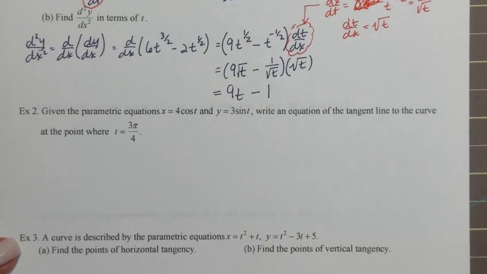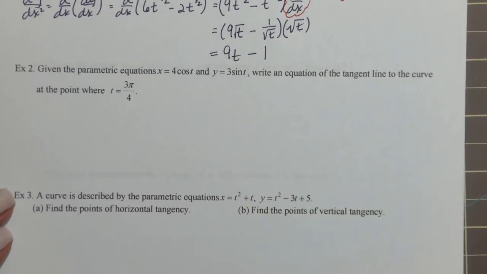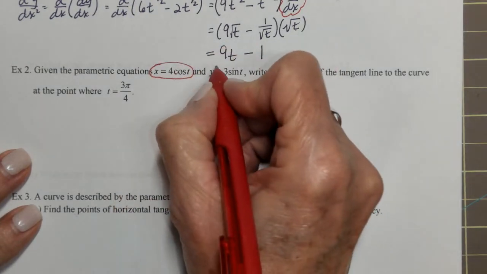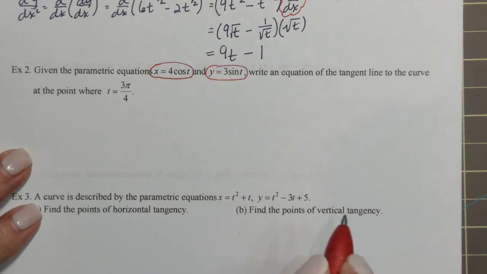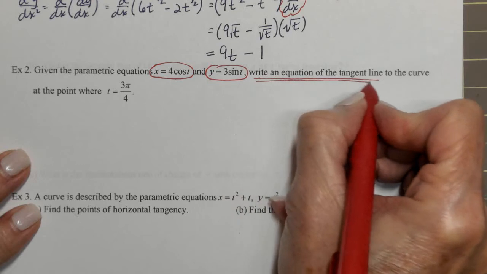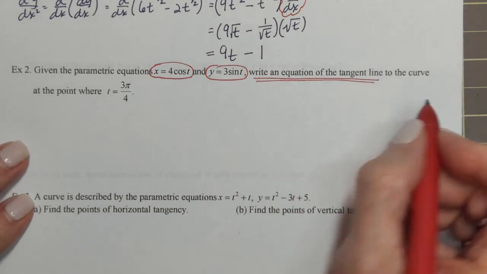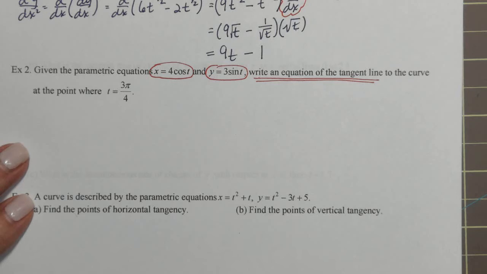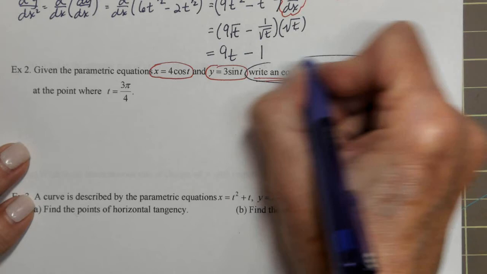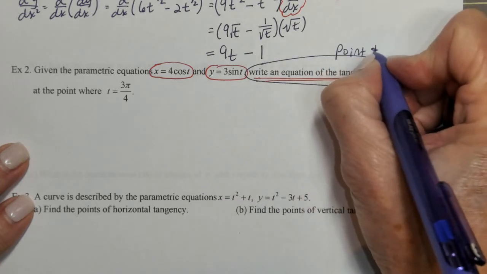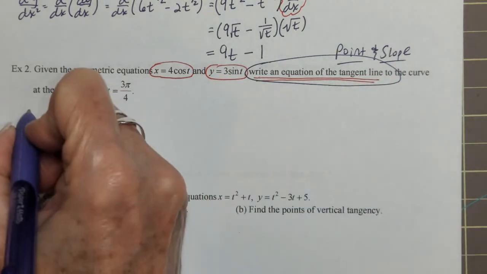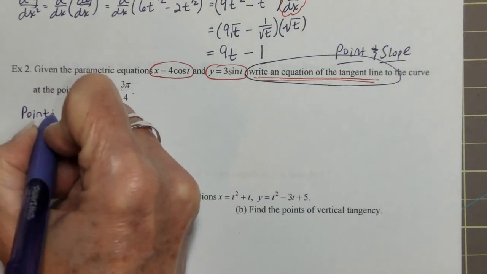It's all right. Okay. Next up, given the parametric equations, x is equal to 4 cosine t and y is equal to 3 sine t. We are to write an equation of the line tangent to the curve at the point when t is 3 pi over 4. Well, for the equation of the line tangent, I know that I need a point and a slope. So first I'm going to find the point, then I'll find the slope.